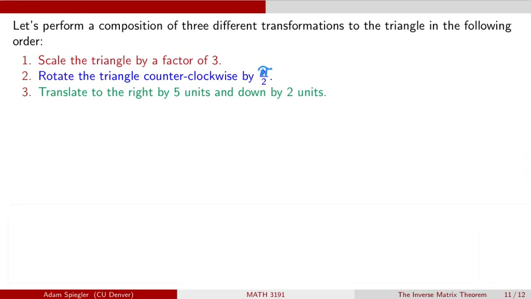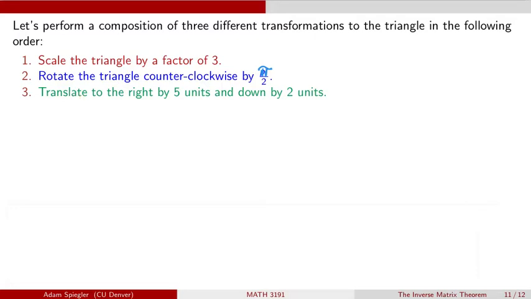Okay, welcome everybody. So in this video, let's now consider how we can use homogeneous coordinates to incorporate translations in with our other transformations in the plane. So if we want to compose, for example, a scaling transformation, a rotation transformation, and a translation, we want to compose all three of these together by multiplying by a single matrix.